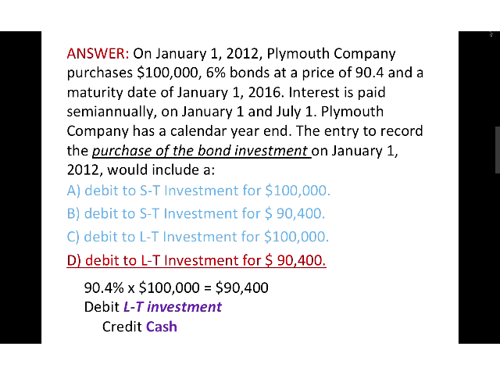The amount of that journal entry is the price. The price is always quoted at 90.4, 101.2, but it's a percentage. So 90.4% of the face value or principal is $100,000. So the amount is $90,400. We record investments at the cost.